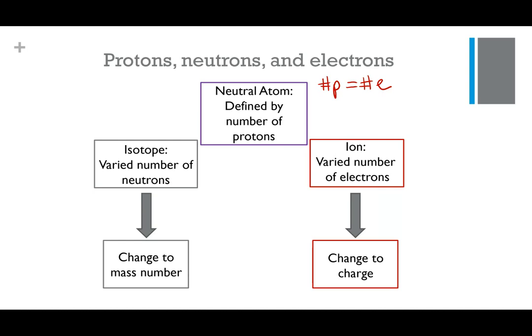What does adding electrons and taking away electrons do? It does not affect the mass, because essentially electrons don't have a mass, but it does affect the charge. So I'm either adding extra negatively charged particles, or I'm taking away negatively charged particles. And that's certainly going to change the charge to that particular atom. And we call this an ion.